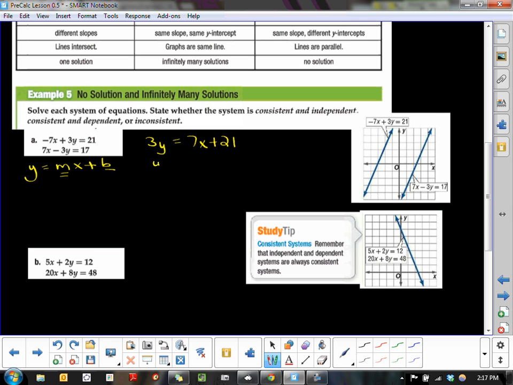And then I'm going to divide by 3. I'm just going to label y sub 1, our first equation. So we have 7/3 x plus 7. Okay, so I've got to keep that one in mind.